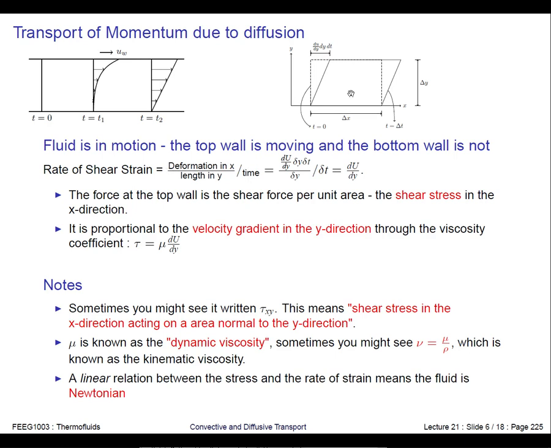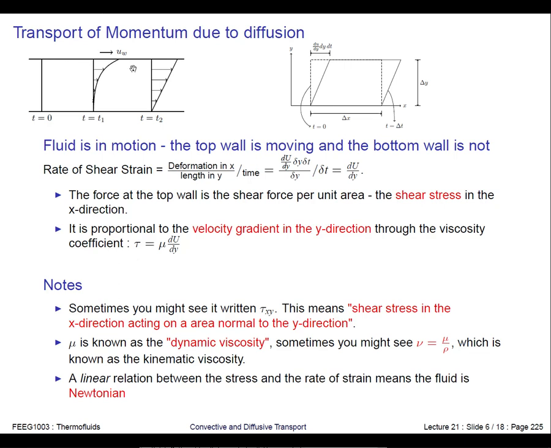in the x direction. So if we start off with a lump of fluid like this, a little bit later in time it's like a rhomboid. So the deformation in the x direction is this little term here, and the length in y is just delta y. Divide that by time and you end up with du dy. So when you see the velocity gradient, it's not just the velocity gradient, it's the rate at which you're straining the liquid.